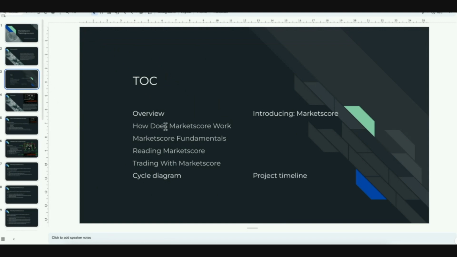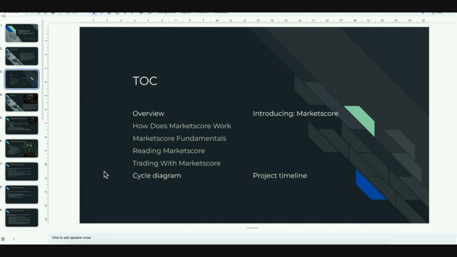Moving on. We're going to go through an overview. I'm going to show you how Marketscore works and give you some basics of the fundamentals. A lot of people ask how it's structured, what it is, and what the different parts mean. I'll give a quick understanding of reading Marketscore, and this will parallel with the charts, which I will show you when we start going through the different charts.